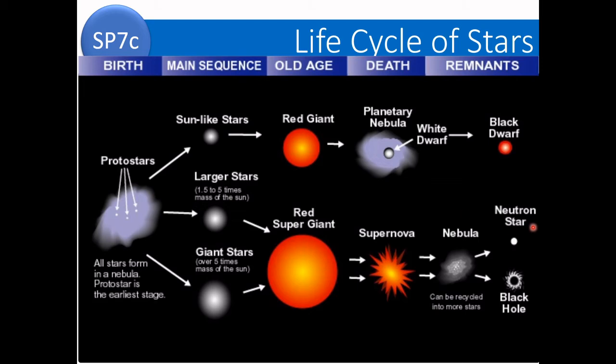So this is the full life cycle of all stars. So you have the sun-like stars that go through nebula, protostar, main sequence, red giant, white dwarf, black dwarf. And then you have larger stars that will form from nebulas, protostars, main sequence, super red giants, supernovas, and then either a neutron star or a black hole, depending on the mass.